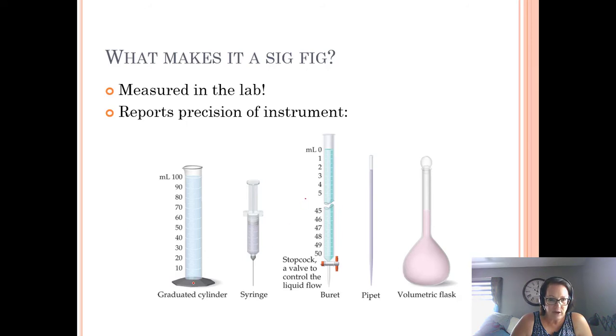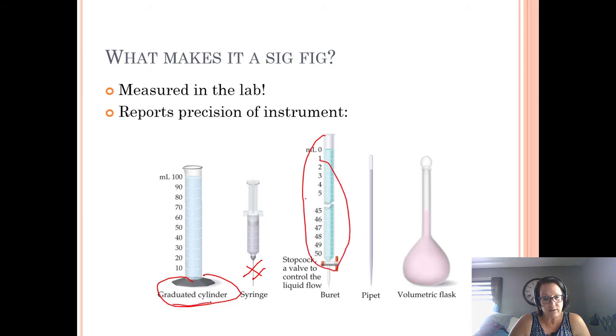So this is a graduated cylinder. You probably have some experience using a graduated cylinder. We use these things for measurements. Syringes, we don't use any needles. We're not in medical careers or anything like that. This is a burette. This is a better measuring device than a graduated cylinder.